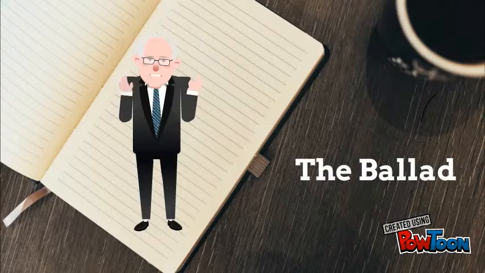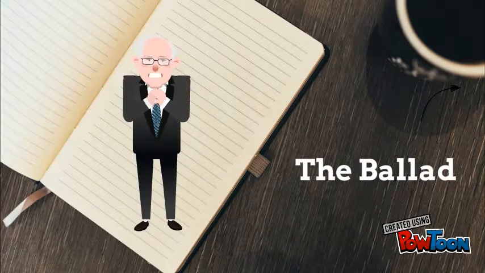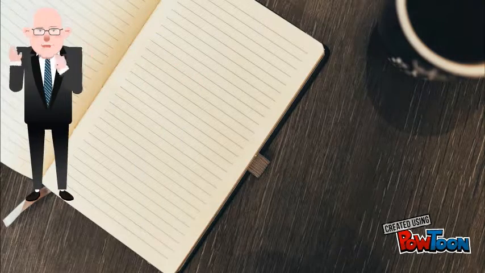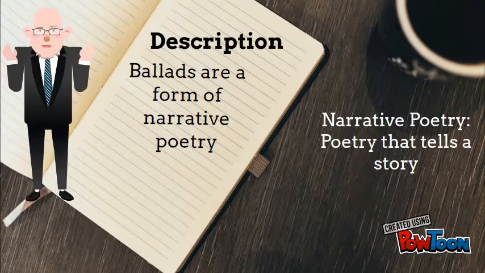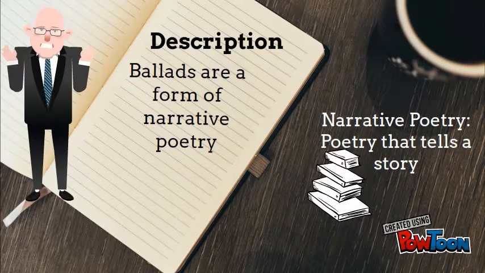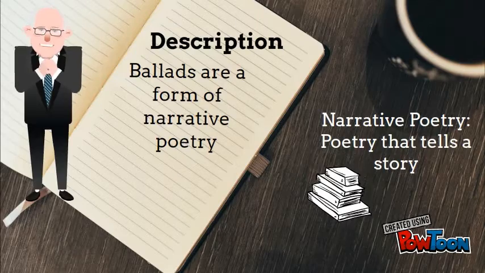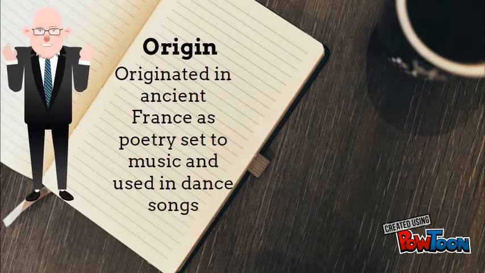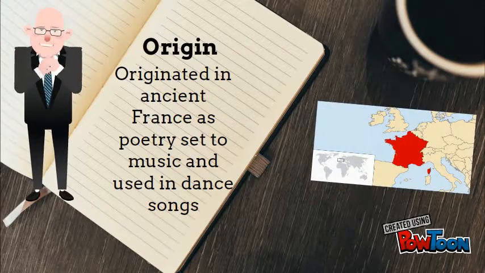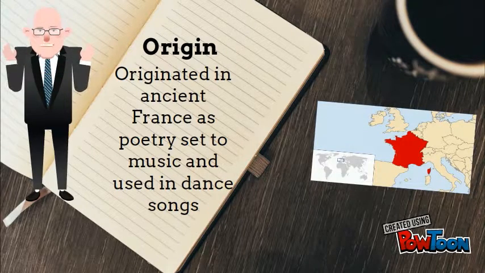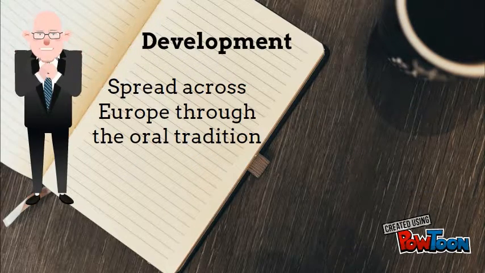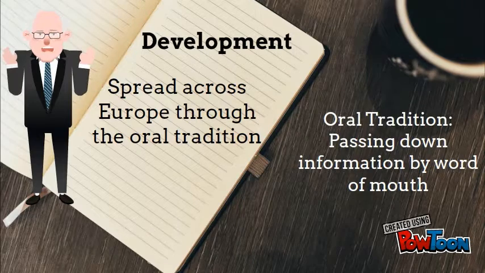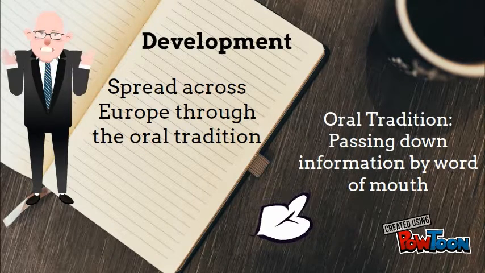Let's break down a type of poetry called the ballad. Ballads are a type of narrative poetry, and narrative poetry tells a story. Ballads originated several centuries ago in ancient France, as poetry set to music used in dance and song. Ballads spread across Europe through the oral tradition. Oral tradition is simply the passing down of information by word of mouth.